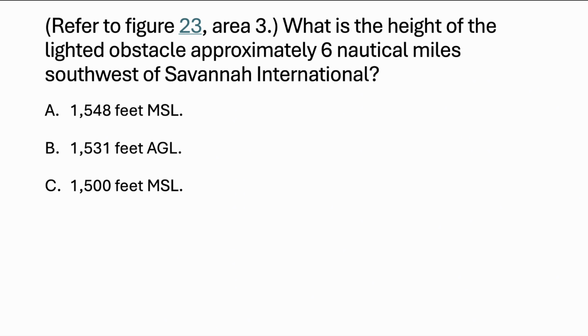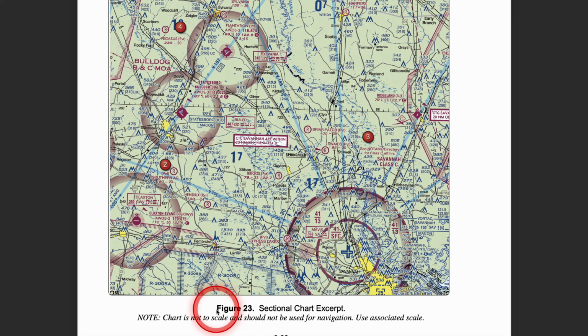Another example, referring to figure 23, area 3, what is the height of the lighted obstacle approximately 6 nautical miles southwest of Savannah International? There we have figure 23. Here's area 3, and if you look below that, it says Savannah.